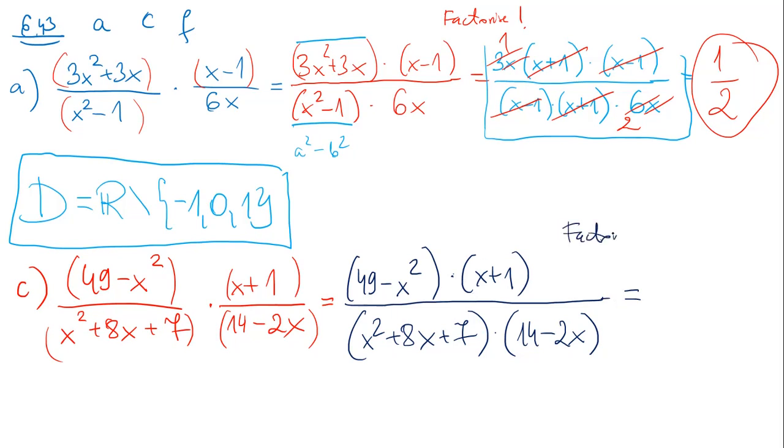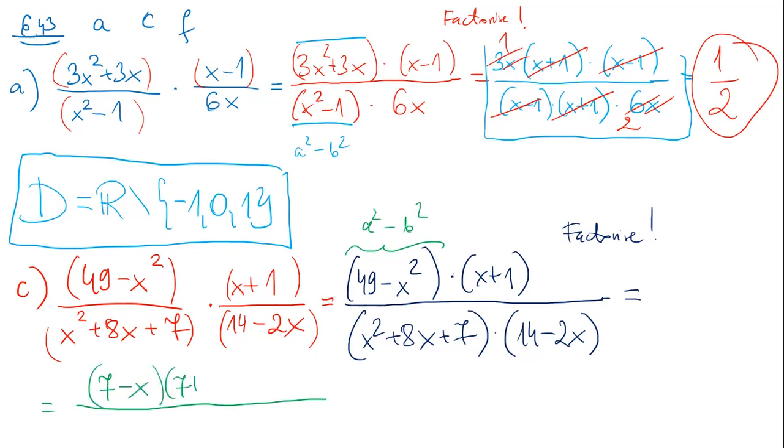Again, so factorize. Okay, so what can we do here with our polynomials? Let's start with the top one, because it's quite easy. We have a squared minus b squared. Okay, so I'm going to write down here. So we have 7 minus x and 7 plus x times x plus 1. Done. So the top of the fraction is done. Now let's look at the bottom.